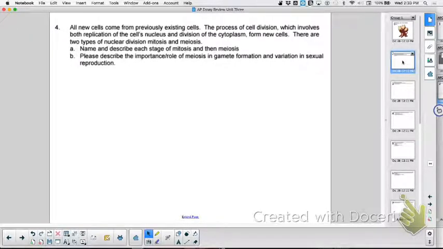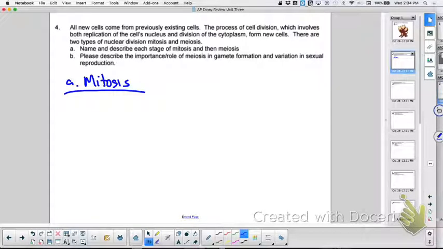To form new cells, there are two types of nuclear division. Name and describe each stage of mitosis and then meiosis. Please describe the importance of meiosis in gamete formation and variation in sexual reproduction. So stages of mitosis, what would those stages be? Prophase, metaphase, anaphase. That is mitosis. Cytokinesis would happen simultaneously during what? Telophase. Good. What happens during prophase?